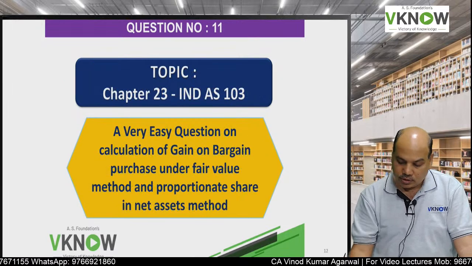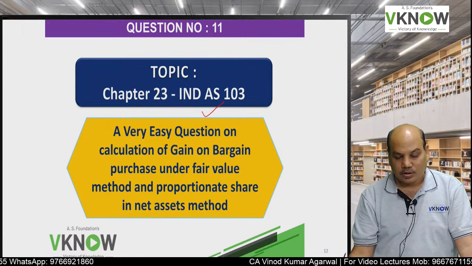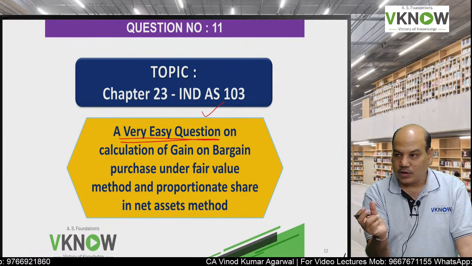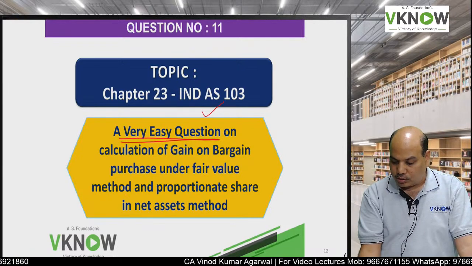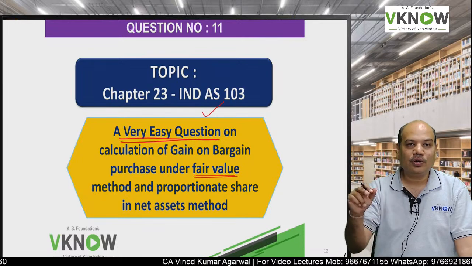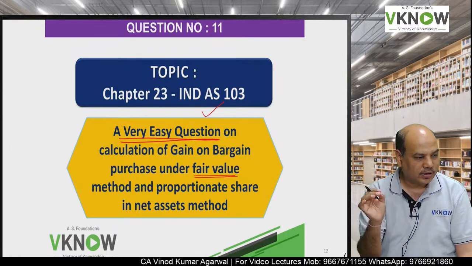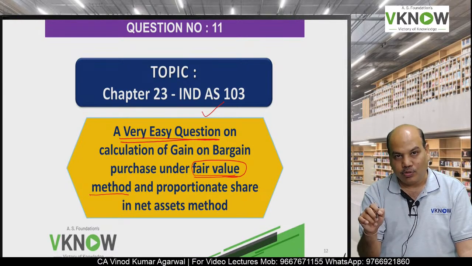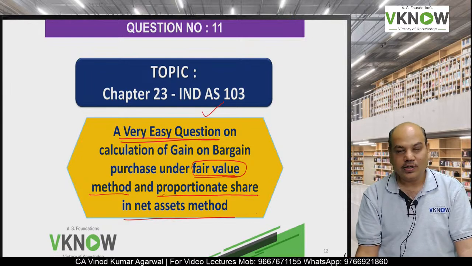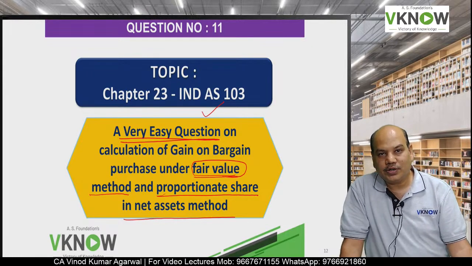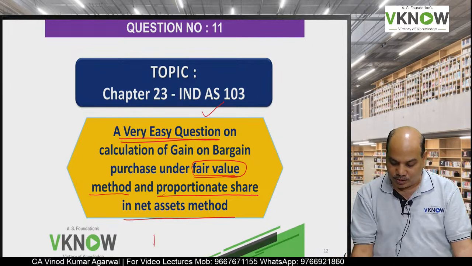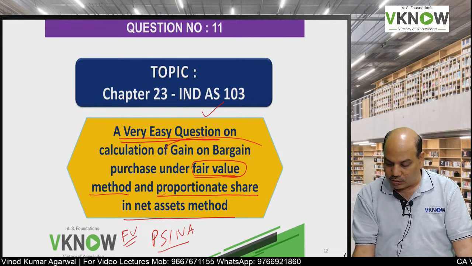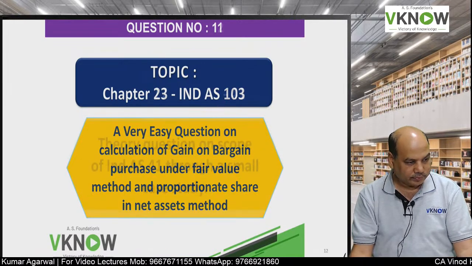Question number 11 was on Ind AS 103. Again, a very easy question. When we start with the topic of consolidation, we teach you how to calculate goodwill or gain on bargain purchase under two methods. Method 1, when NCI is measured using fair value method, and second, when NCI is measured using proportionate share in the net asset method, PASINA. So by both the methods, you have to calculate gain on bargain purchase.